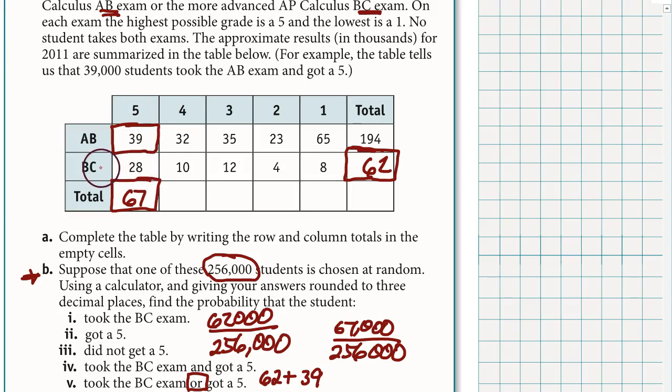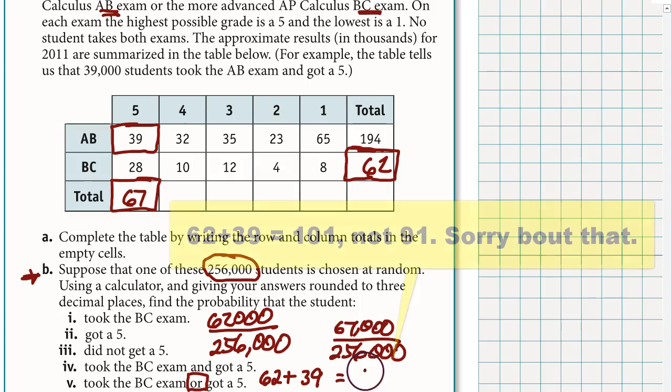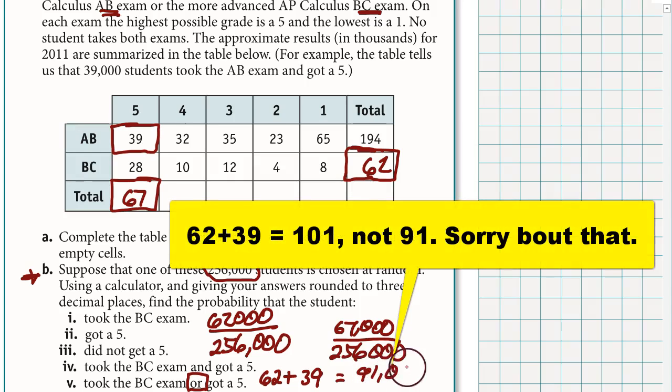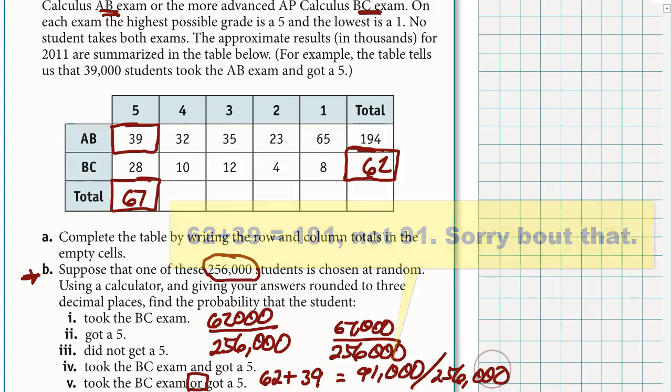They took the BC test and they are already counted within the 62. So we don't want to count these 28 students twice. So 62 plus 39 makes 91,000 out of the 256,000. Again, you could type this in the calculator to get the decimal that's asked for.